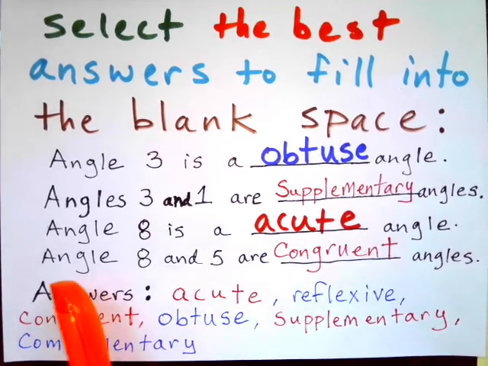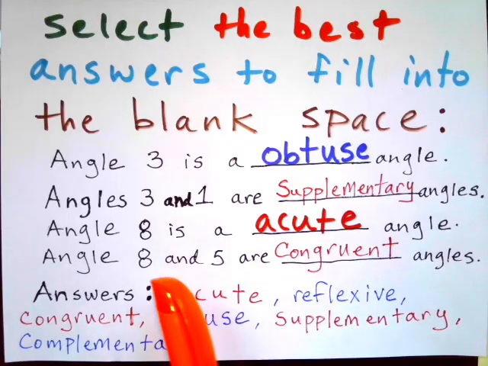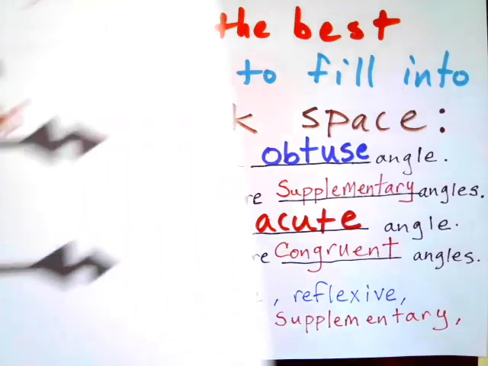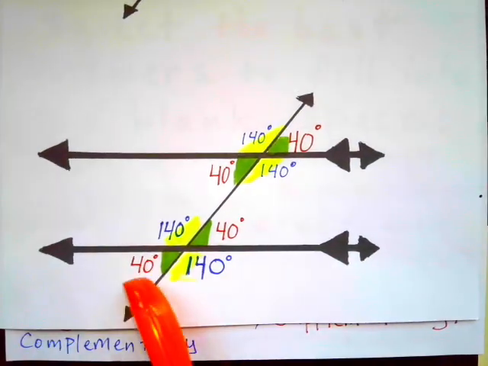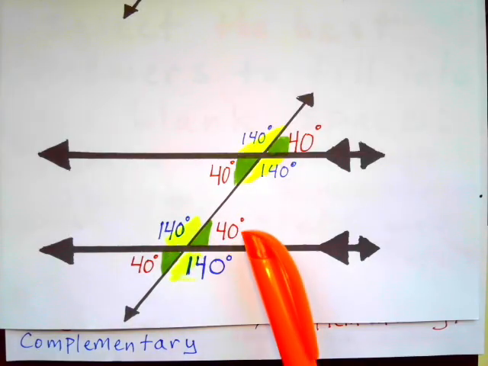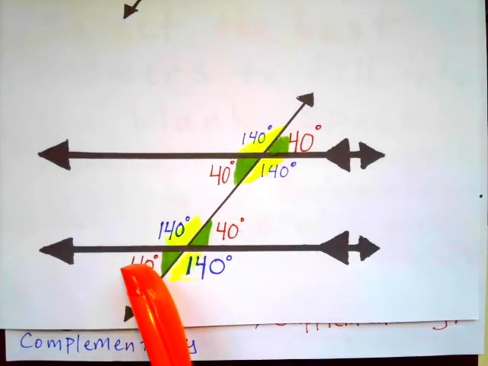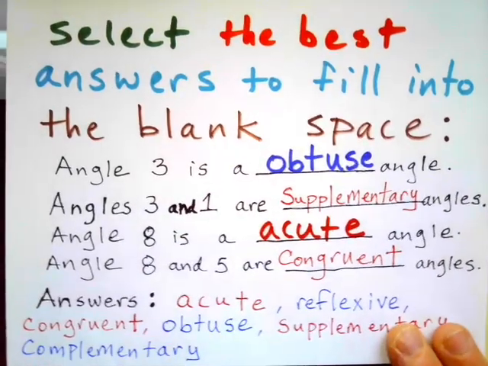All right. Angle 8 and angle 5 are congruent angles, right? So I'm going to show you here. Angle 8 was right here. Angle 5 was right here. And as you can see, they are congruent angles. And so here are those answers once again.